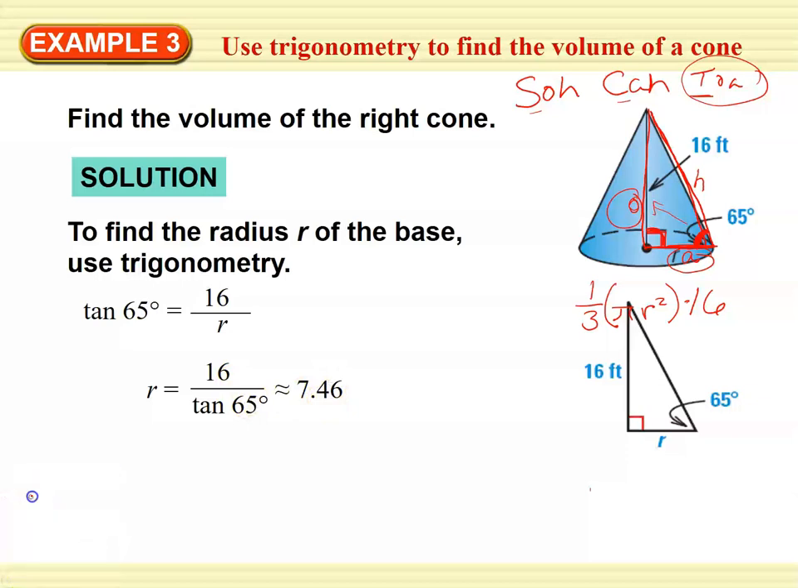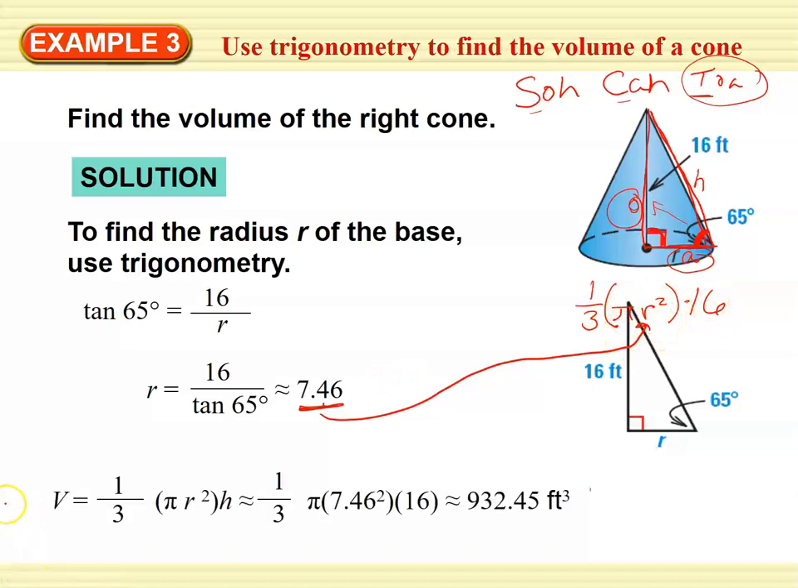So we said to find the volume of this, I need to take 1/3 times pi times the radius squared times the height. I knew the height was 16, but I had to find the radius. Now I know the radius, so that can be stuck into there. I'm going to have 1/3 times pi times 7.46 squared times 16. And this is what you get, 932.45.